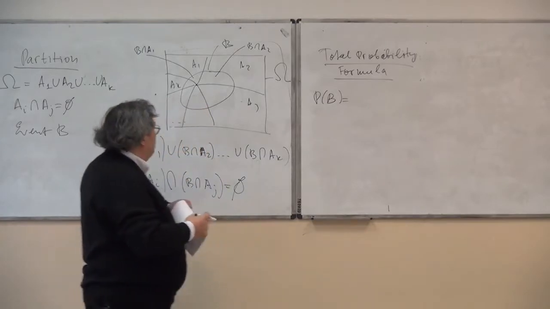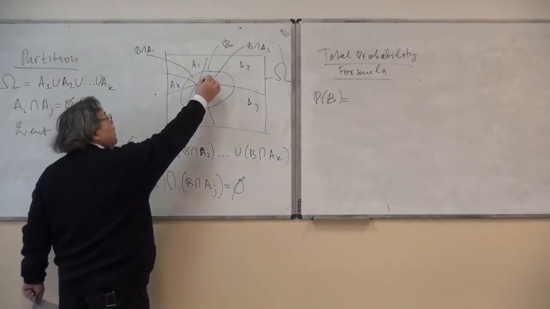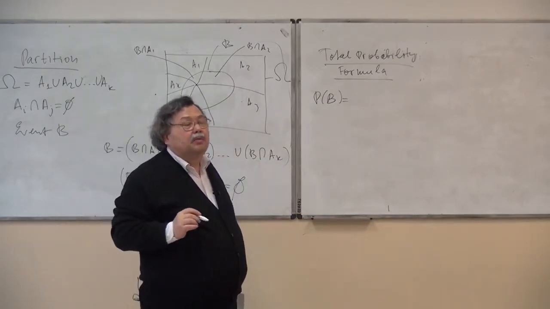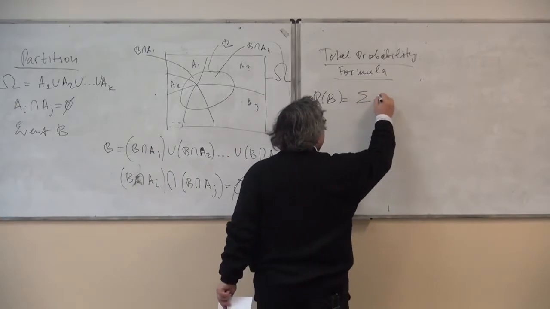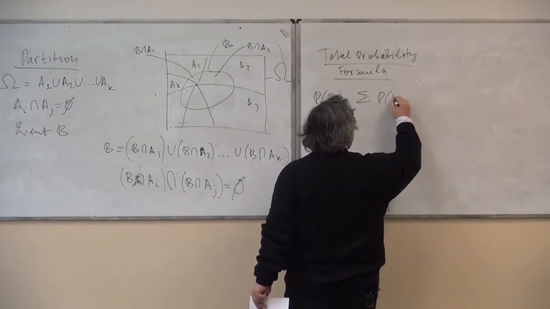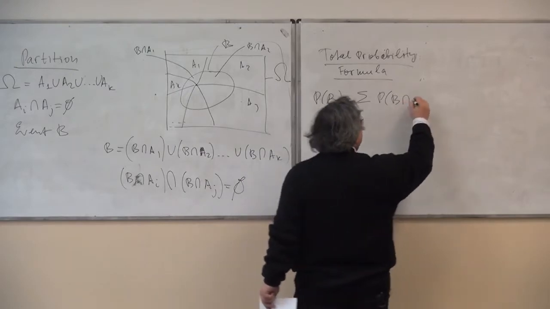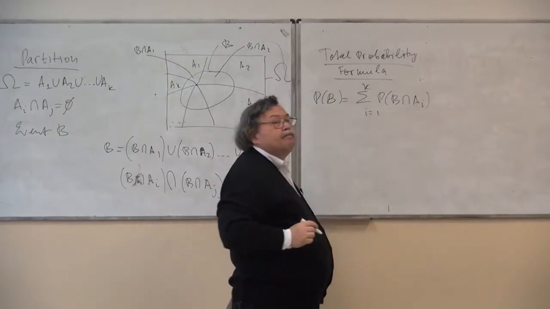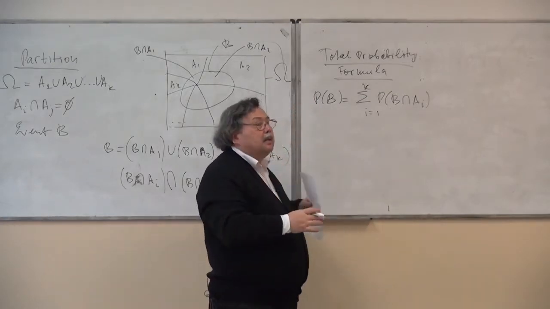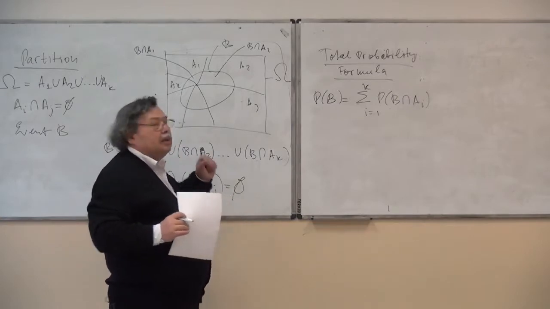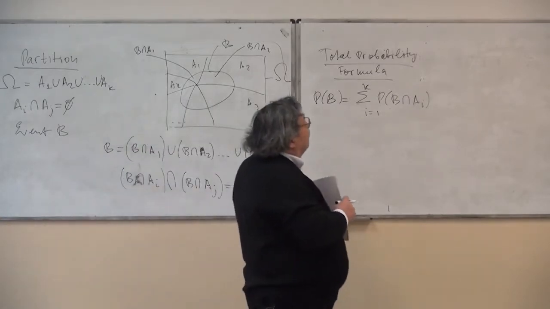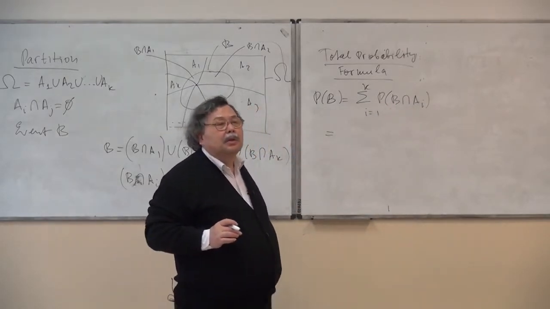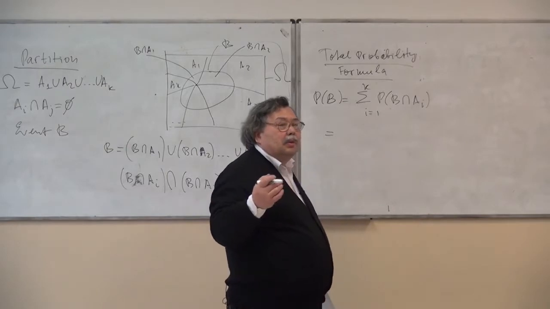Well, because all these pieces are mutually exclusive, we can compute the probability of B as the sum of the probabilities of these intersections, B intersect Ai. Okay? Again, I emphasize that here I use the fact that all these pieces are mutually exclusive. And also, I can express the probability of each such intersection using the product rule.